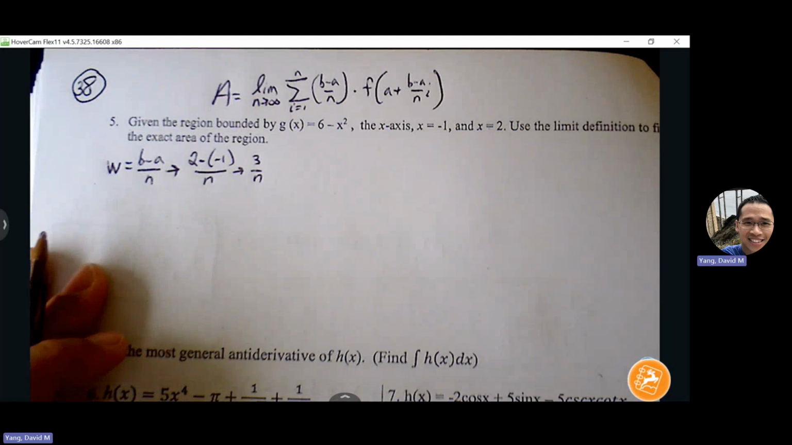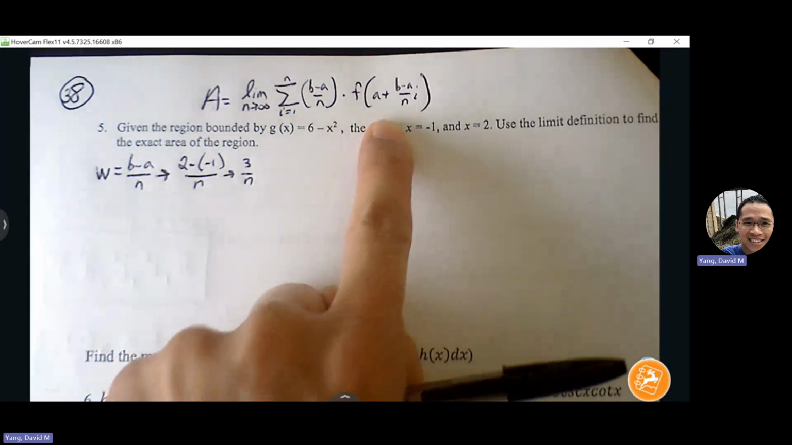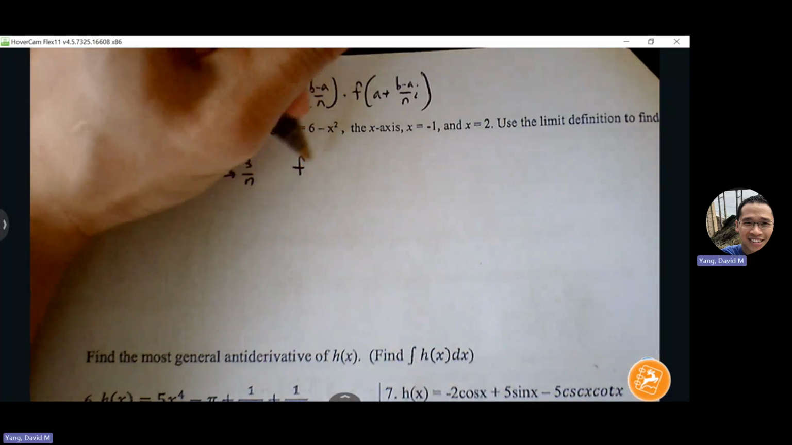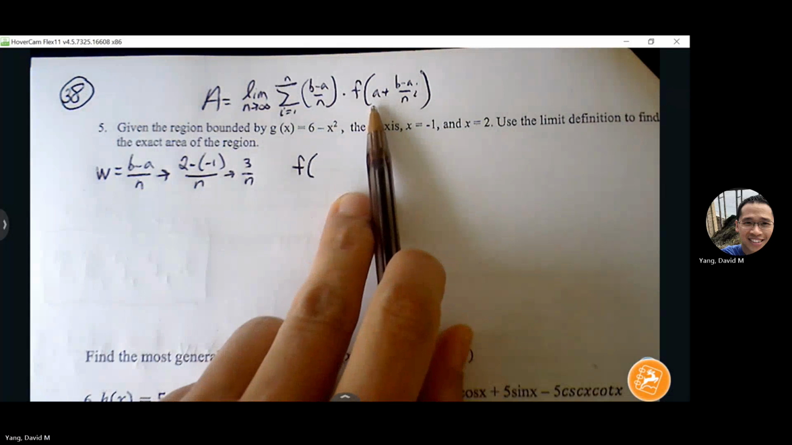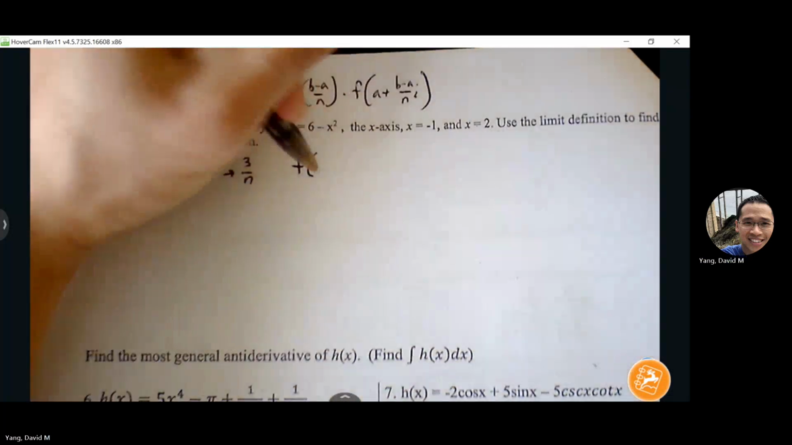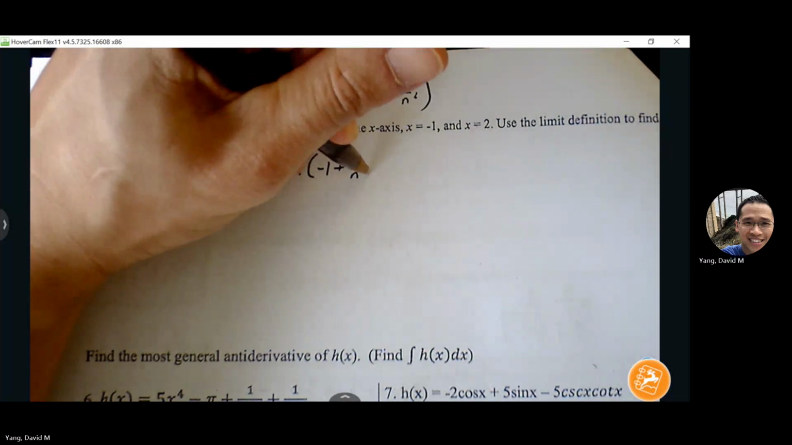Okay, we have our width. Let's build our height in function notation. F of what? -1 plus 3 over n times i.